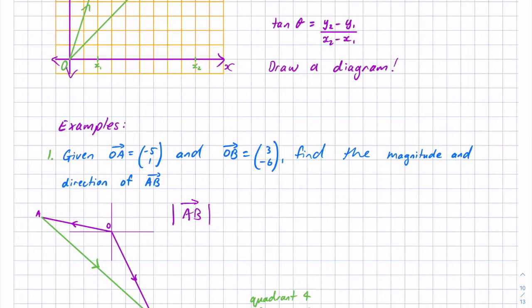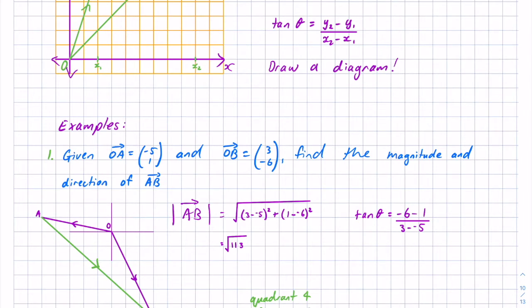So the magnitude of AB, Pythagoras' theorem, distance formula. So 3 minus negative 5, 1 minus negative 6 are our squares, and that comes from up here: x2 minus x1, y2 minus y1. And that equals the square root of 113. That's the magnitude of the vector AB.